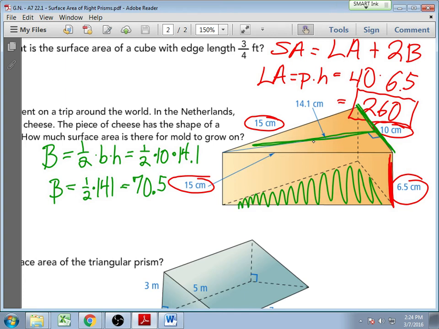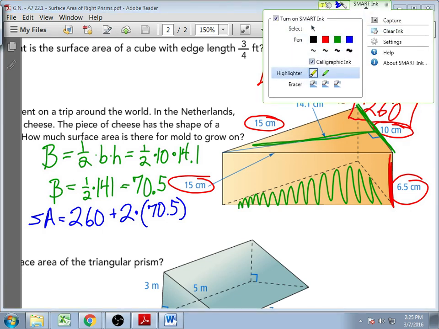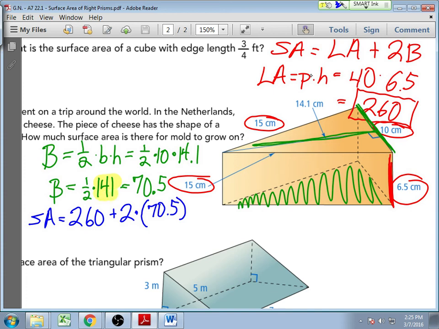But watch what's going to happen. When I plug that back into my surface area formula, I have my lateral area, which is 260, plus 2 times that big B, which since I'm going to multiply by 2, I could have just never cut that in half. If you can keep it straight, we know that since I had to cut this in half and now I'm going to double it, it's going to come out to be the same thing. So this will actually now be 260 plus 141, which is going to give me 401. Watch your units. We had centimeters up here, so we have centimeters squared.